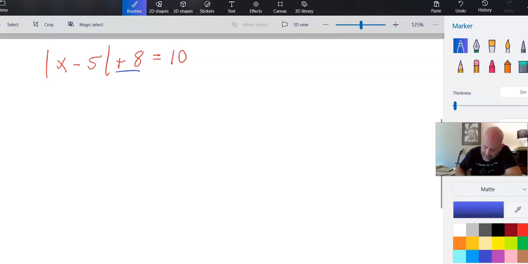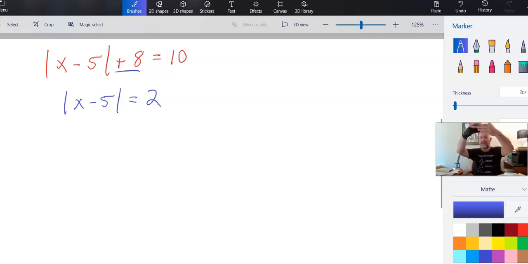So if I subtract 8, that changes my equation to x minus 5 is equal to 2, and now we're back in the form we had before. So we've reduced a more complicated problem into a problem we know how to solve. And that's really what we've been doing all along.